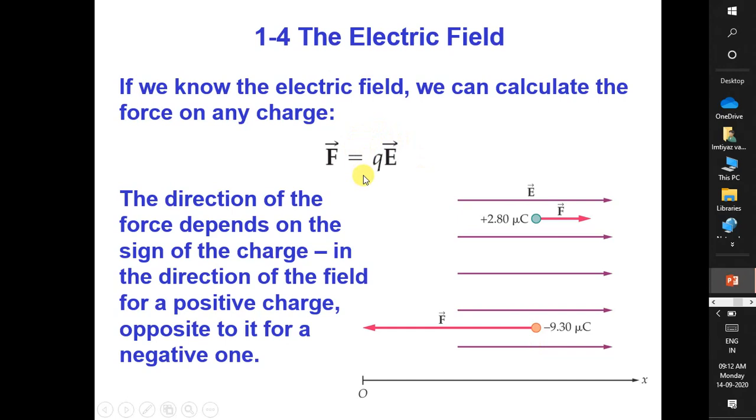So this is our electric field. See here, F is equal to K Q1 Q2 upon R square, and E is equal to K Q1 upon R square, K Q upon R square. So this is the basic difference.